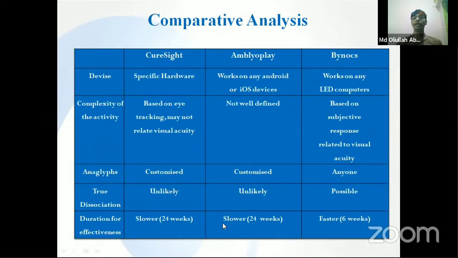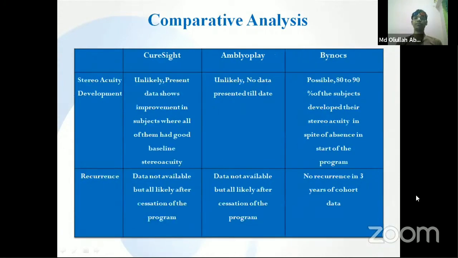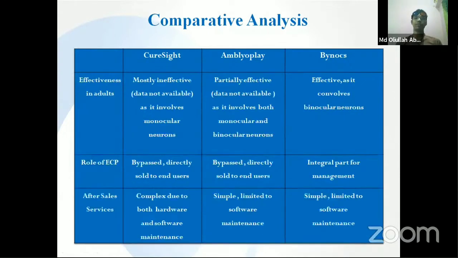So improvement, again, takes 24 weeks. On other programs, we have seen it in 4 to 6 weeks' time, giving sustainable results for this group of patients. We have not observed any kind of recurrence in these patients over the past 3 years. In these 150 patients we have seen no recurrence, and more importantly, 80 to 90% of the subjects who did not have any kind of stereopsis actually gained their stereopsis during these Binox activities.